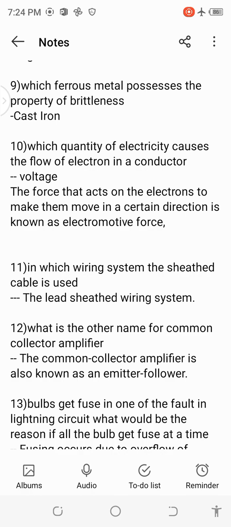10. Which quantity of electricity causes the flow of electron in a conductor? Voltage. The force that acts on the electrons to make them move in a certain direction is known as electromotive force. 11. In which wiring system the sheathed cable is used? The lead sheathed wiring system.